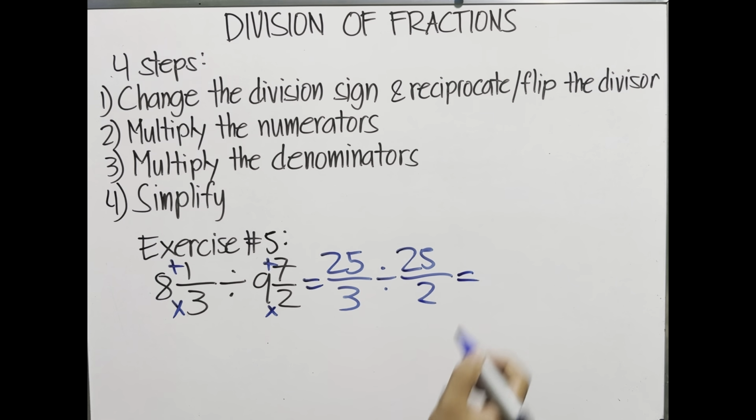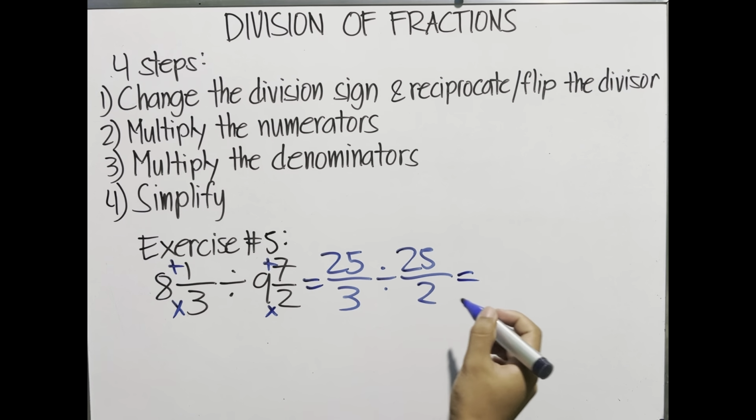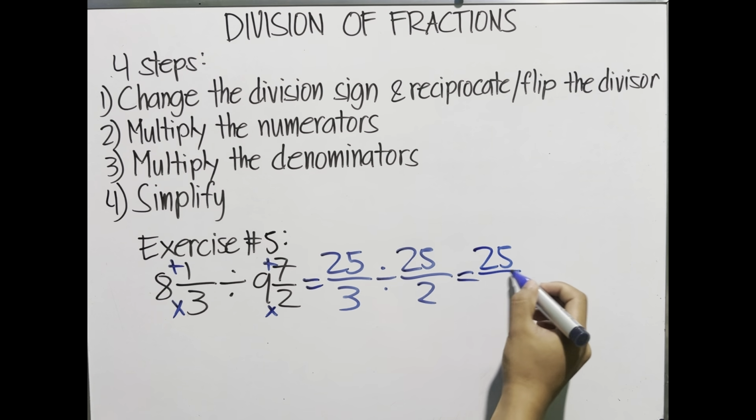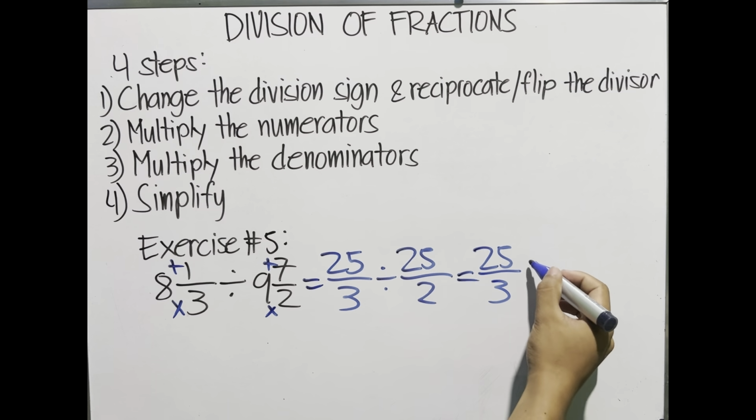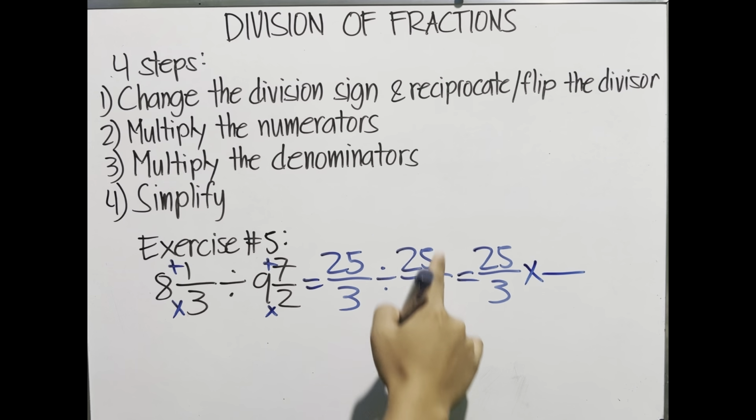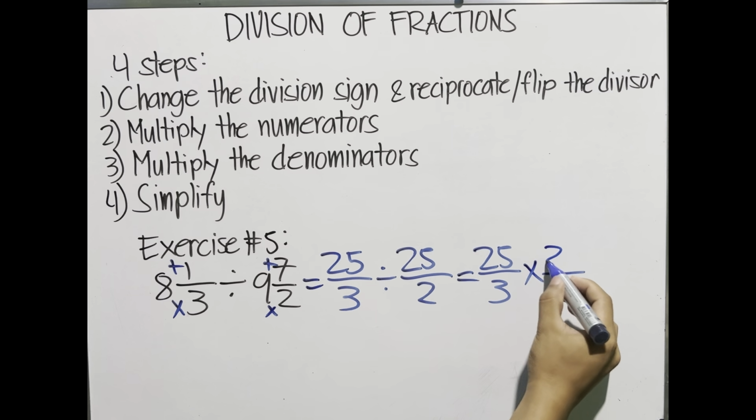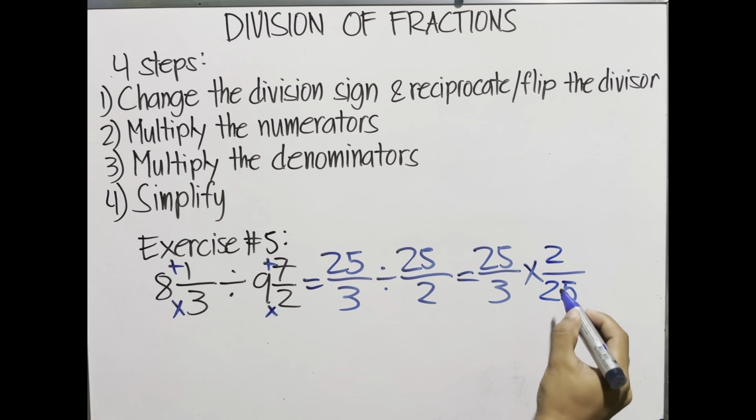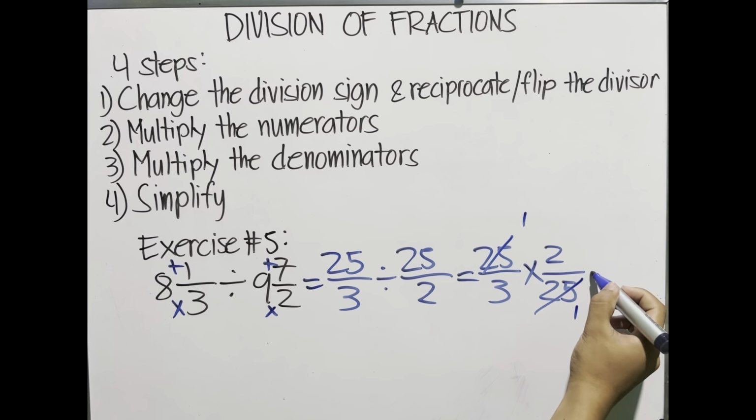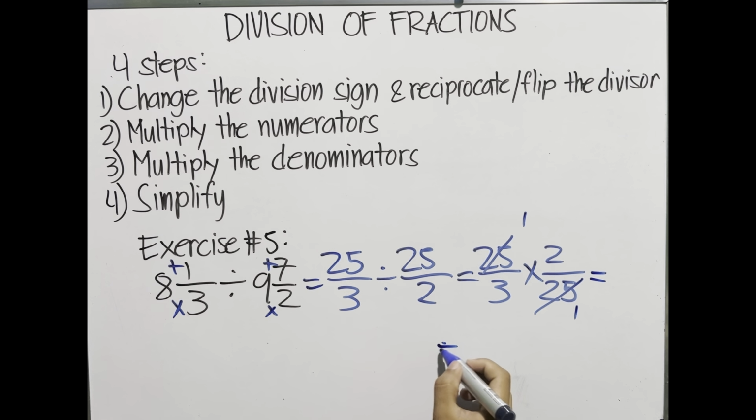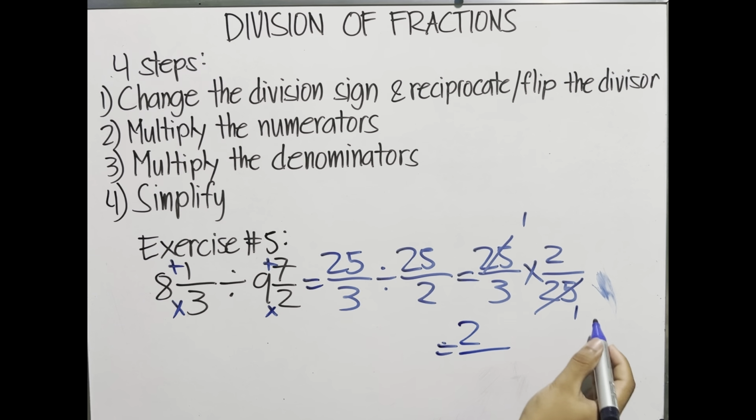So pwede natin i-change yung division sign. 25/3, palitan natin yung division sign into multiplication sign, then interchange 2/25. Meron na tayong ika-cancel yung dalawang 25. 1, 1. Ang natira na lang is 1 times 2 is 2. 3 times 1 is 3.